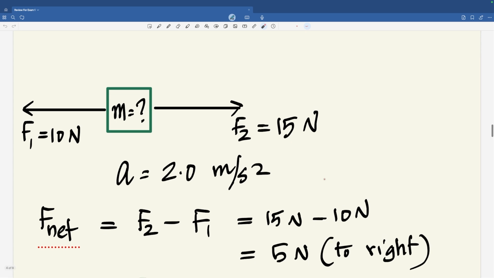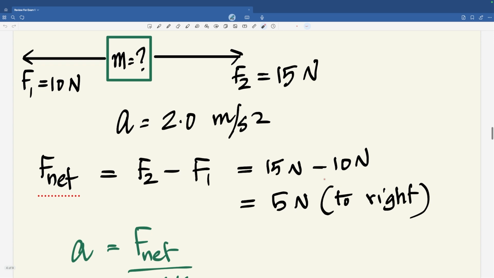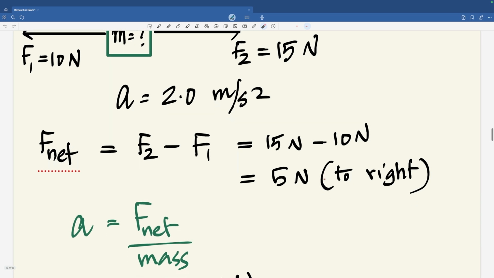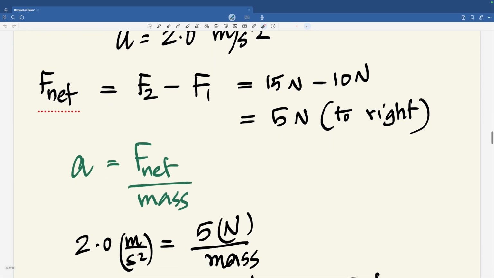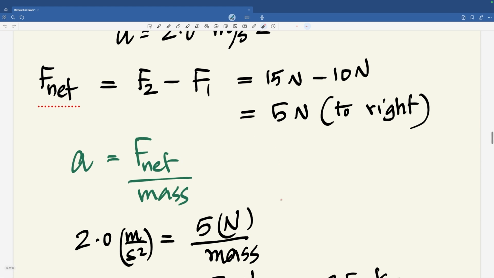Once again, you use the formula that we used before. Acceleration is net force by mass. The acceleration is given, so plug it in. 2.0 meter per second squared is, we just found the net force, 5 Newton divided by the unknown mass.